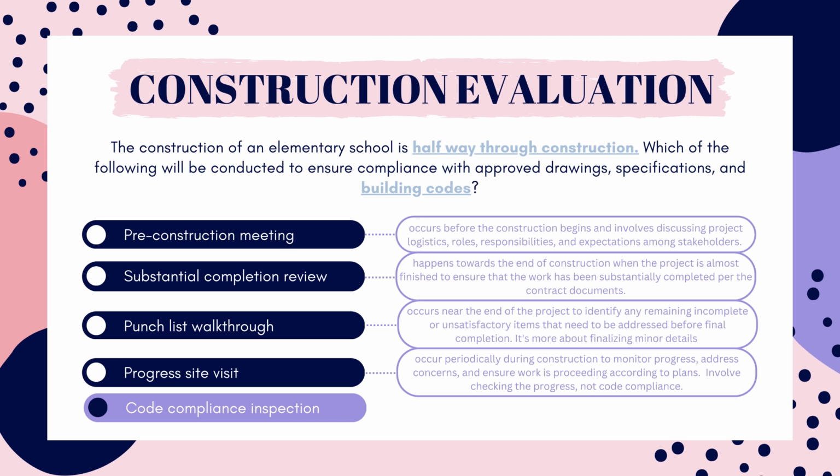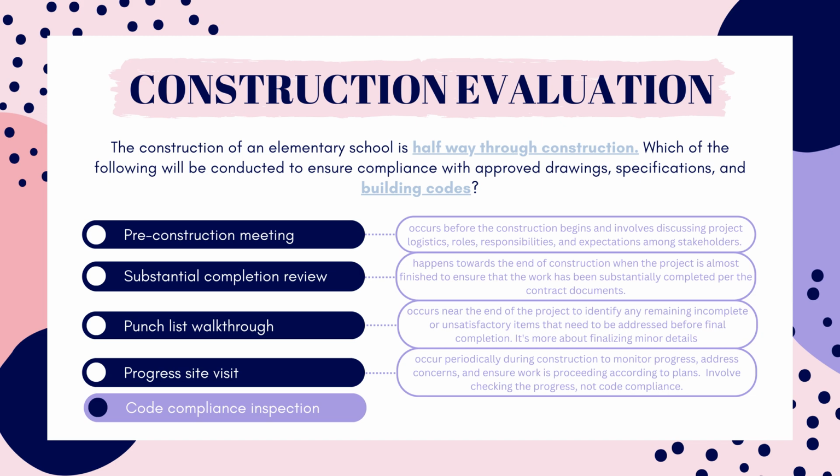The important words in this question that knocks out all the other options are halfway through construction and building codes. So if we go through this option by option, a pre-construction meeting happens before construction, not during, and involves discussing project logistics, roles, responsibilities, and expectations among stakeholders. A substantial completion review happens towards the end of construction when the project is almost finished to ensure that the work has been substantially completed per the contract documents.